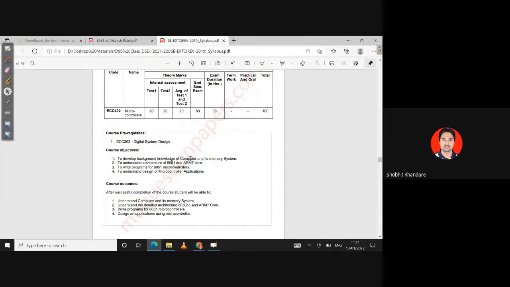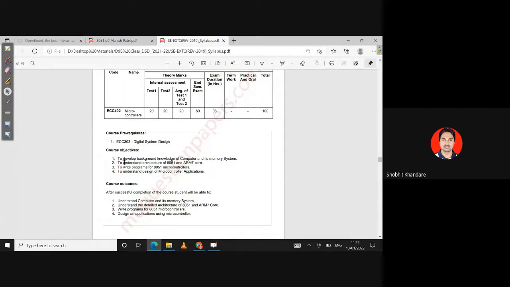Once we understand the microcontroller, you will be able to understand its applications. If I say microprocessor, the heart of every PC is a microprocessor or microcontroller. So once we understand the working and the different aspects of the microcontroller, you will be able to understand the application areas. The best example I could give you is the computer and its system. So the course objective is to develop background knowledge of computer and its memory system.